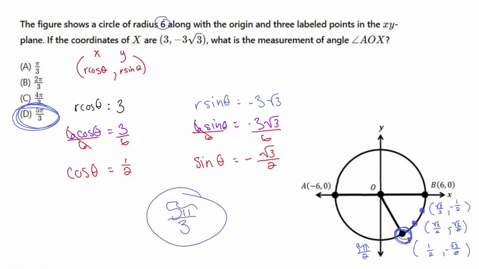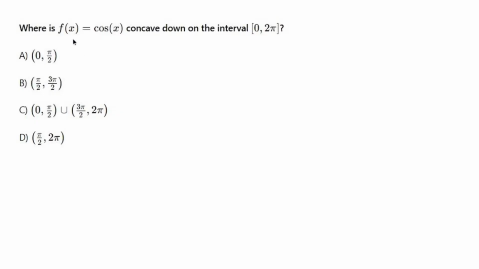Crazy stuff. Where is f of x equals cosine x concave down on the interval between 0 and 2 pi? Let's graph cosine x, shall we? Cosine x starts up here, goes down, comes back up, repeats. All right, now let's label everything that we know.